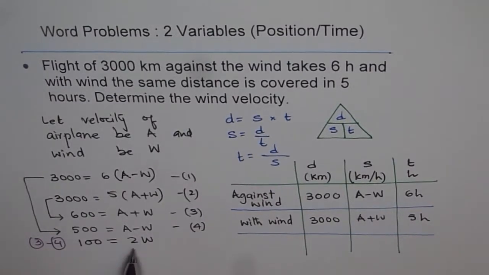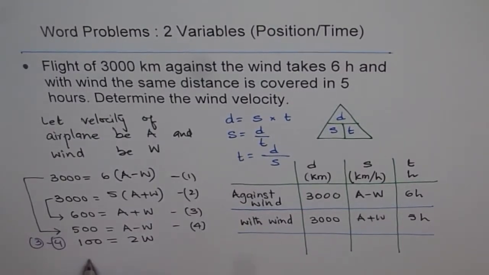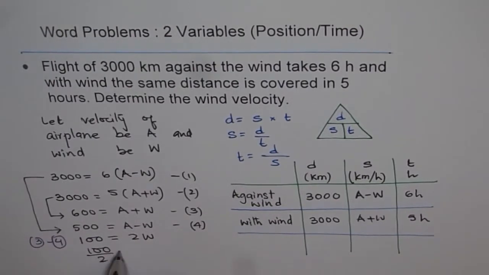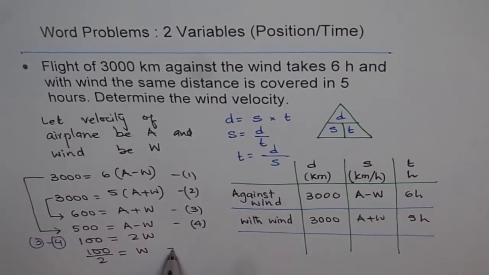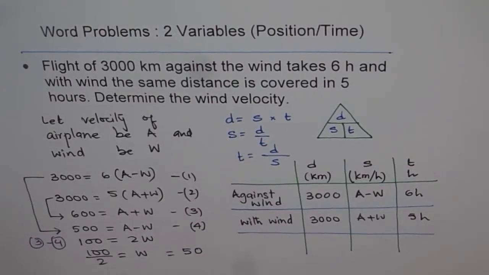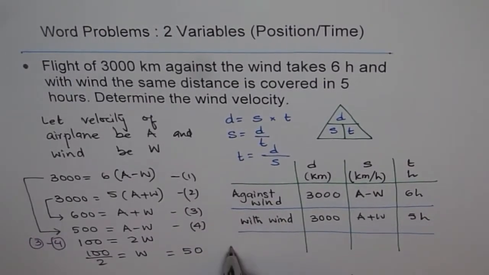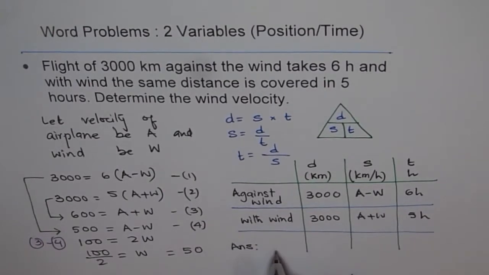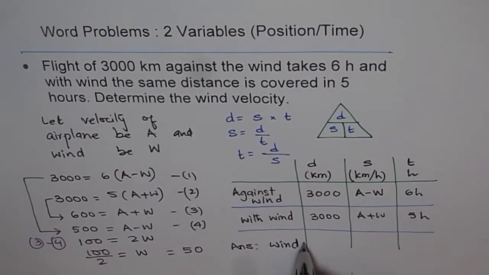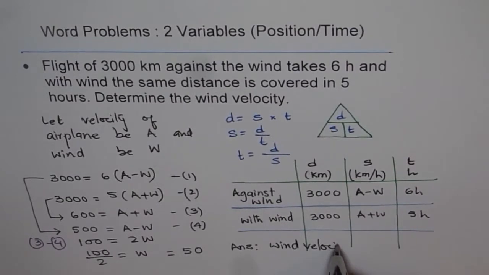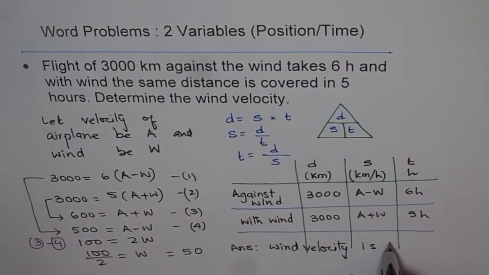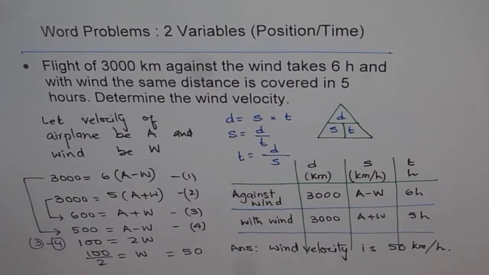So from here, what is wind velocity? Wind velocity is 100 divided by 2, correct? So we get our wind velocity from here, which is 100 divided by 2 equals to w, which is equals to 50. And therefore, we can write down our answer, which is wind velocity is 50 kilometers per hour, right? So that is how we are going to solve such problems.